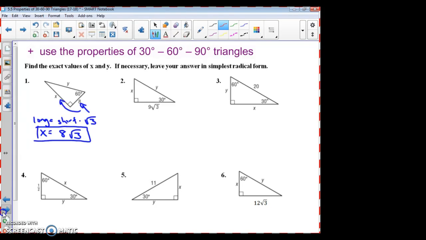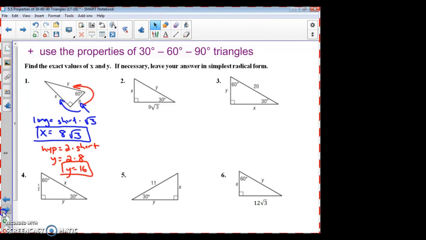We also know there's a relationship between the short leg and the hypotenuse. The hypotenuse is 2 times the short leg, and so the hypotenuse being unknown, or y, the short leg being 8, 2 times 8 is 16, and so the hypotenuse has a length of 16. At this point in the video, please pause and try number 4.